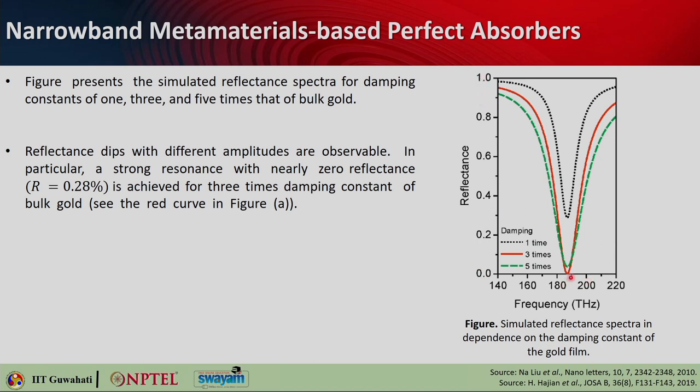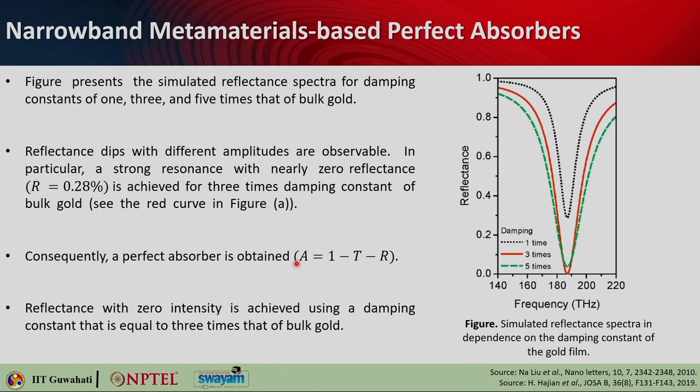So this is basically 0.0028, so it is almost zero reflection, right? And as I told you, in this perfect absorber, A is basically calculated from what is reflected and what is transmitted. These two are taken out from 1. Because of this bulk gold, there is zero transmission. So if there is no reflection, the entire thing is getting absorbed, okay.